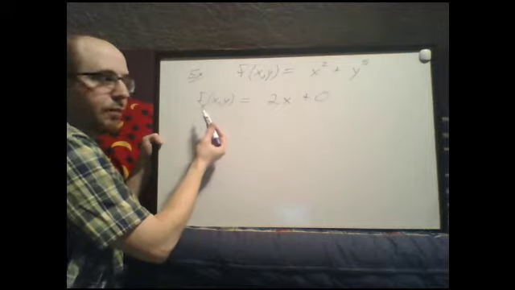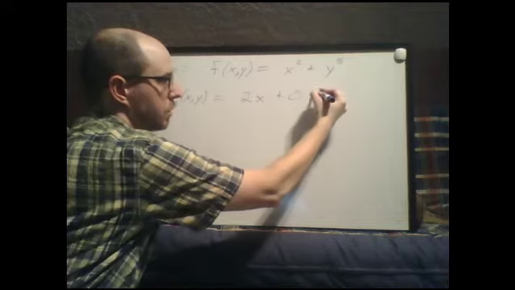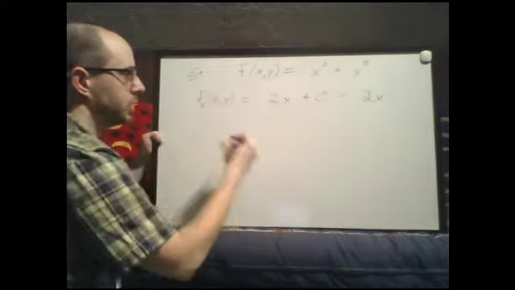It's not changing. If I change x, the y to the 5th is not changing at all. So f sub x of this function is 2x.